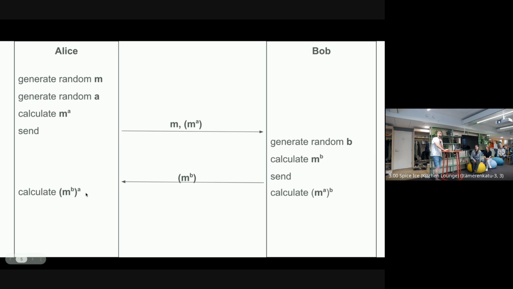So now Alice has this. She can raise what she got from Bob to her private power a. And Bob has what Alice calculated, m to the power of a, and he can raise it to the power of b. And this way, as we said, it is a commutative operation. They exchange a number, but that number was never on the network.